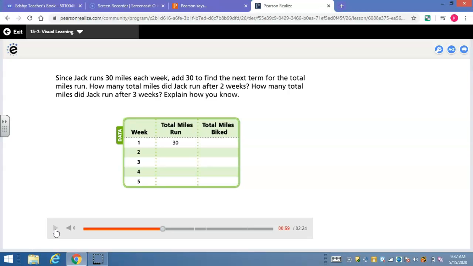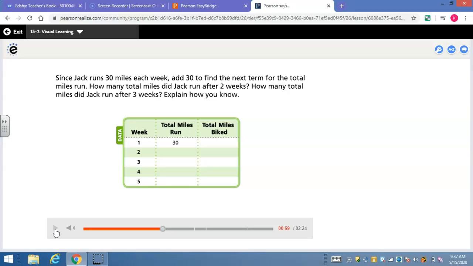All right, so this is very similar to what we did in the previous lesson. Using a table to chart our answers makes it a little bit easier to see what we're doing. So Jack, he is an avid runner, way more than me. I'm not so much of a runner myself, but go Jack, because he runs 30 miles each week.